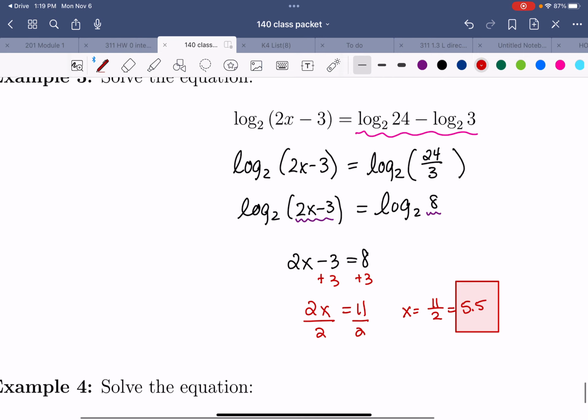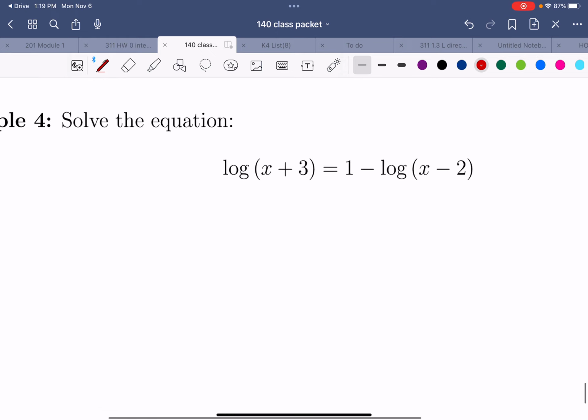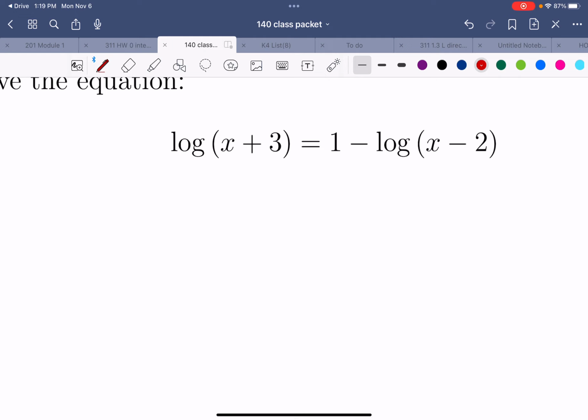Okay. So we can use those properties in order to solve. Same kind of thing here. Now, the difference is that this one doesn't have a log, okay? So what I'm going to do is move all the logs to one side and all the non-logs to the other side.